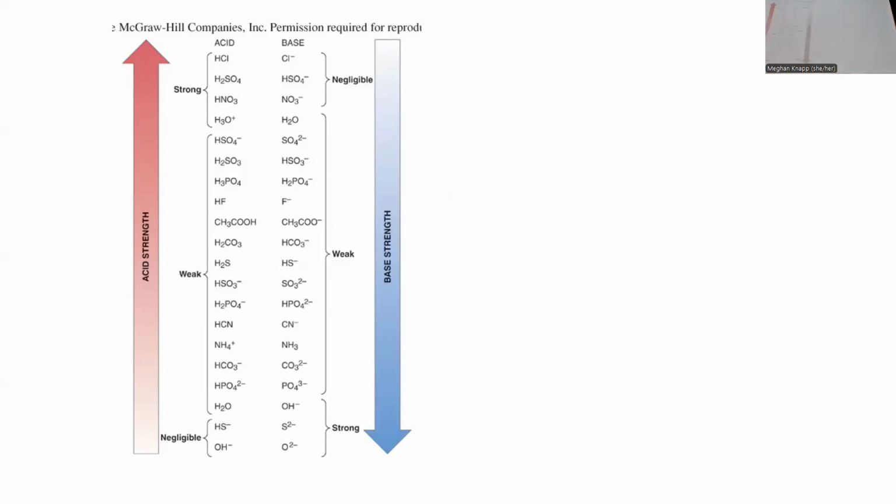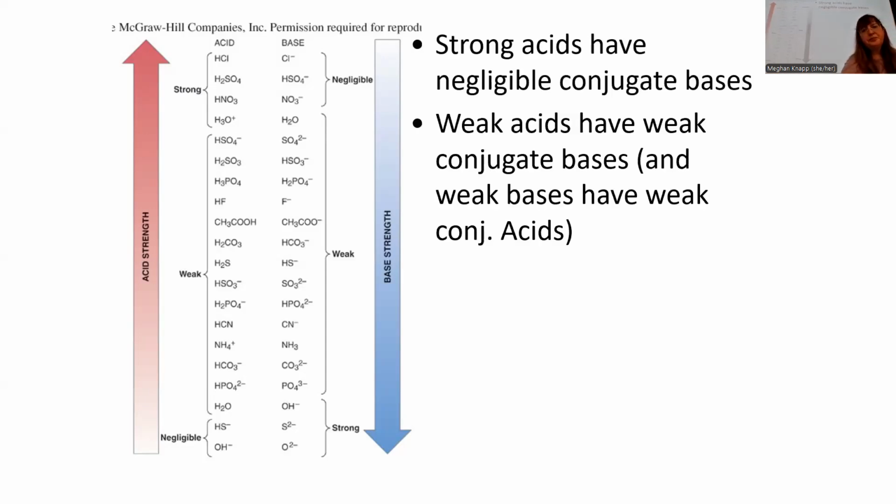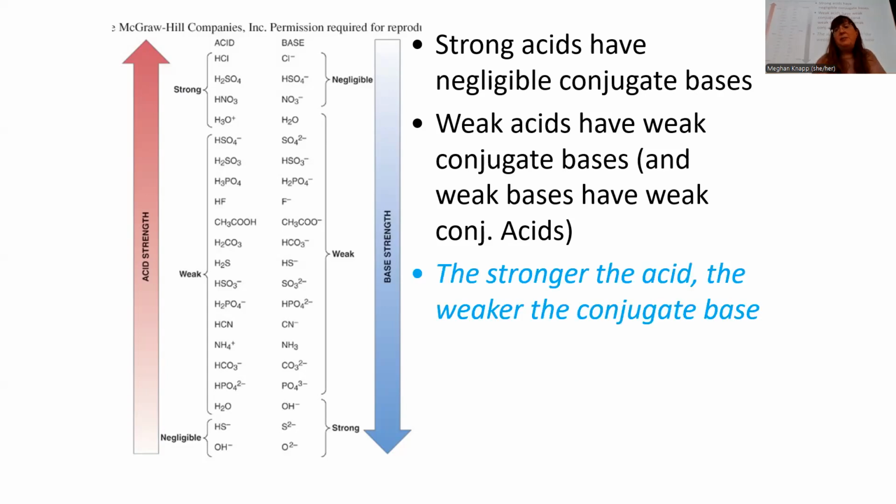But okay, we've seen this picture before, where we have our strong acids at the top and our negligible acids at the bottom, and our strong bases at the bottom and our negligible bases at the top. And we said if we have a strong acid, then we have a negligible or neutral conjugate base. And if we have a weak acid, then we have a weak conjugate base. But we can also look at that relatively. So the stronger the acid, the weaker that conjugate base is going to be.